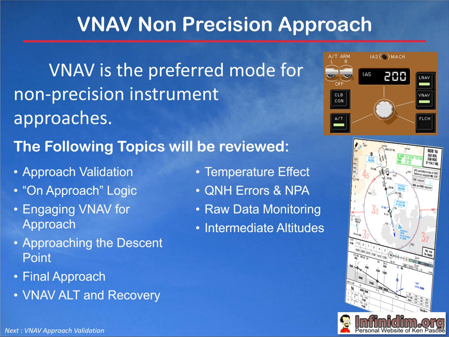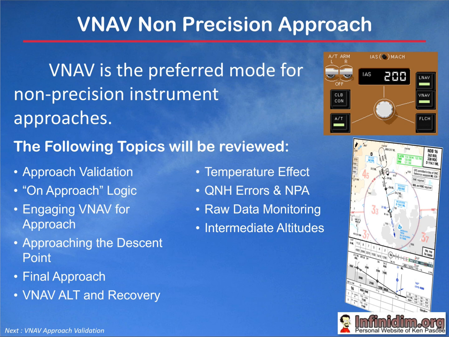To use VNAV, the FMC has to be validated for lateral and vertical compliance between the CDU legs page and the approach documentation. For a VNAV approach to execute correctly, the FMC has to be in approach mode. This is indicated by the presence of the vertical deviation indicator on the ND.